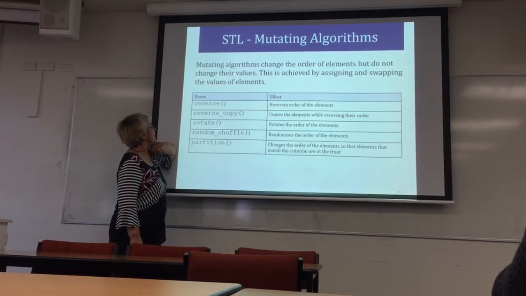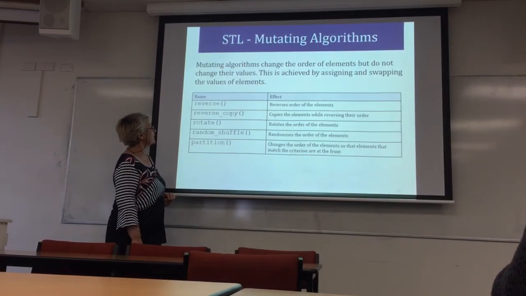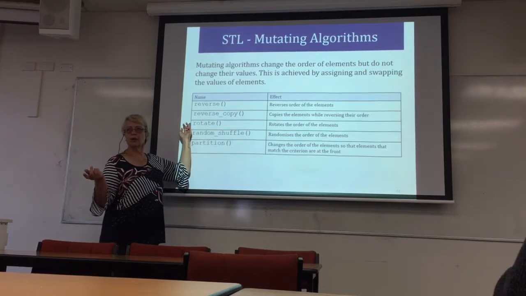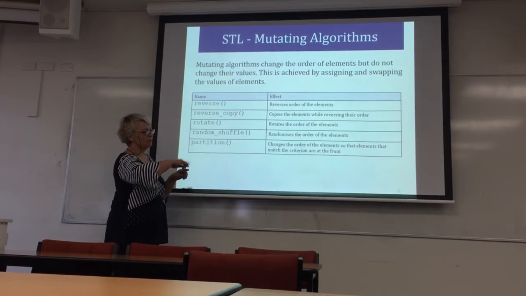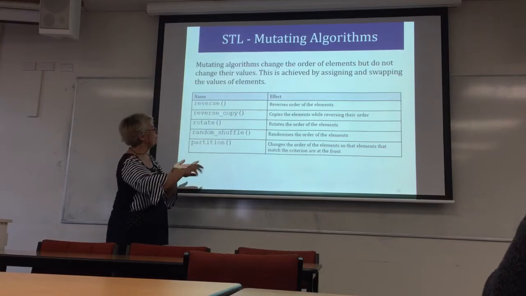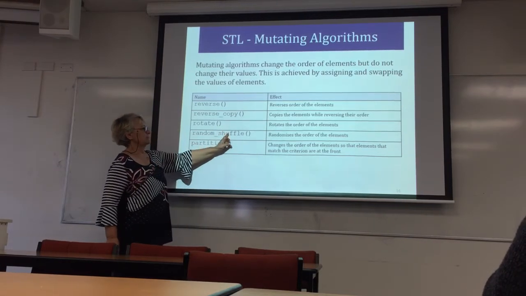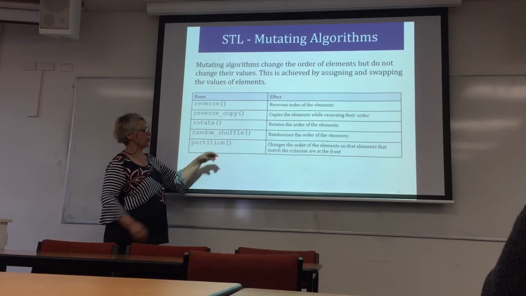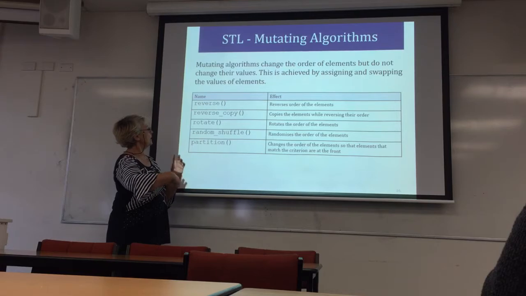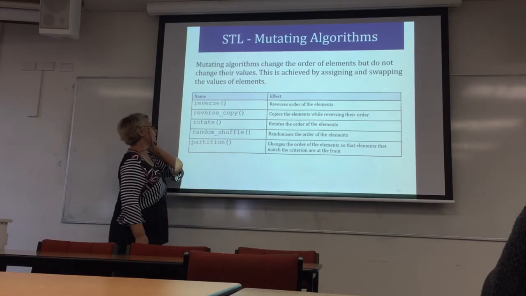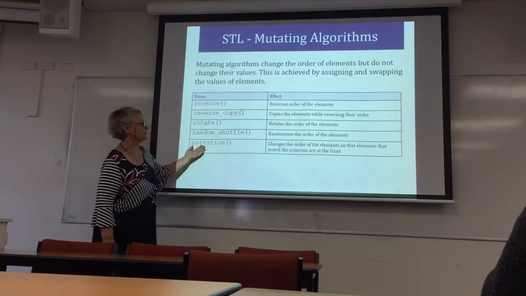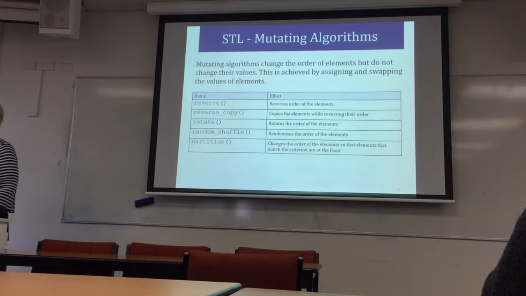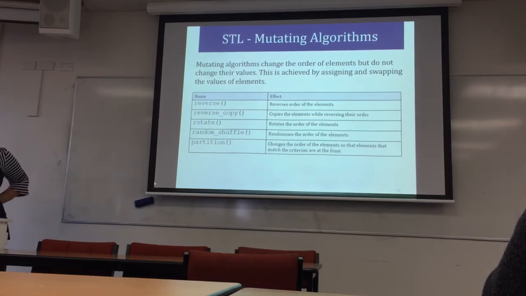Reversing their order and copy the element in another range. Rotate is used in graphics a lot. It's moving the elements like a permutation. You can randomize the order of the elements, so you shuffle them in the container. Partition is what you know from mathematics, 1, 2, 3, and then you can partition 1, 2, 3 as a second thing.